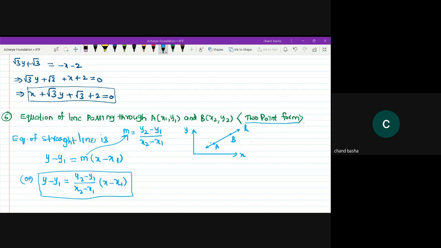So that's it for today, guys. We'll continue tomorrow by solving questions from this concept, and we'll try to discuss a few more points in the next class. That's it for today.